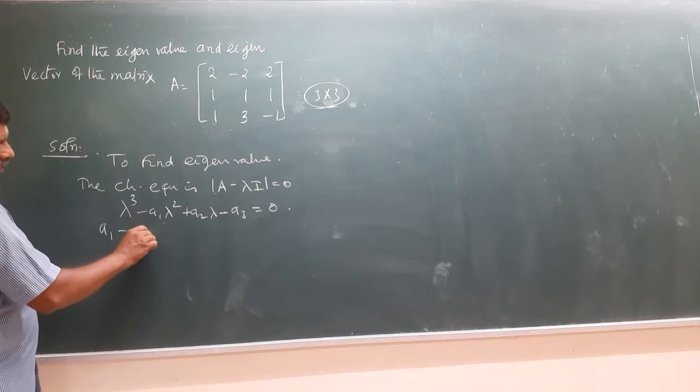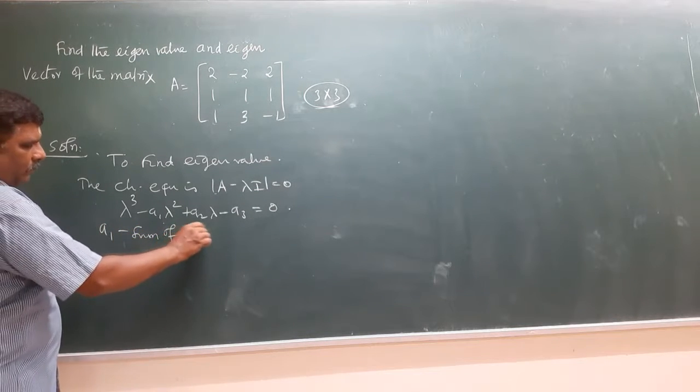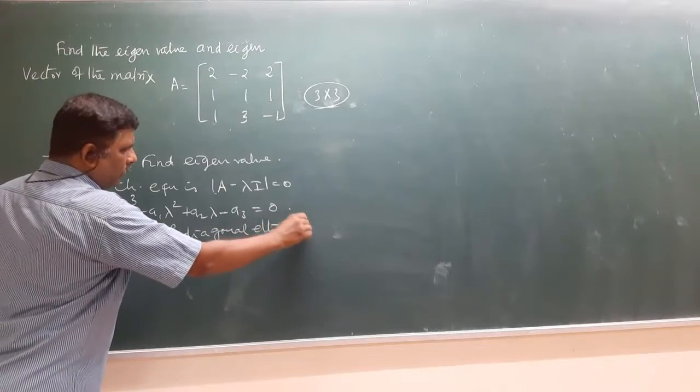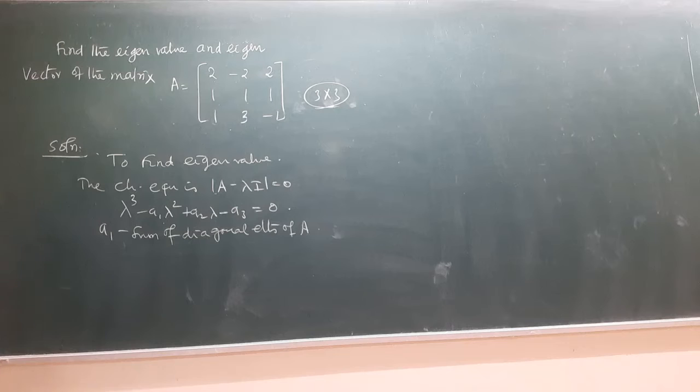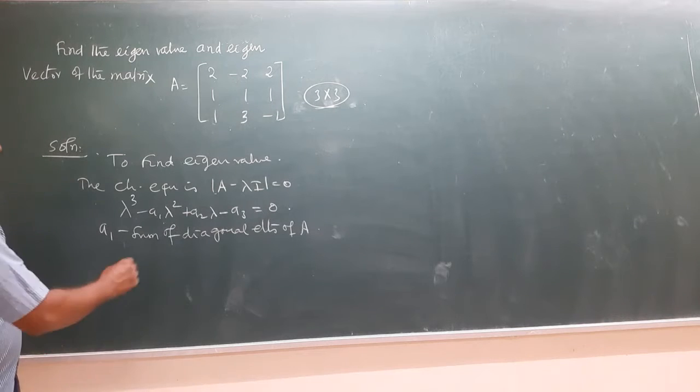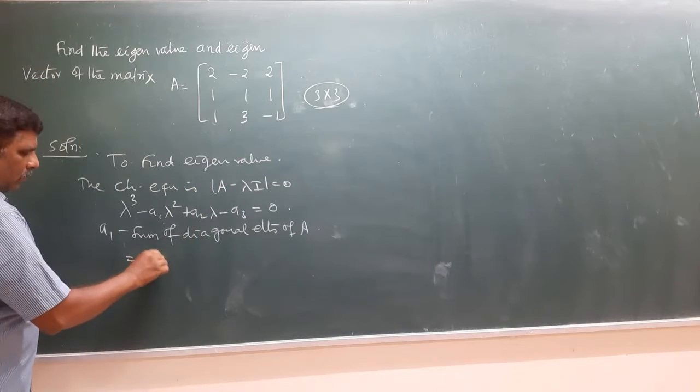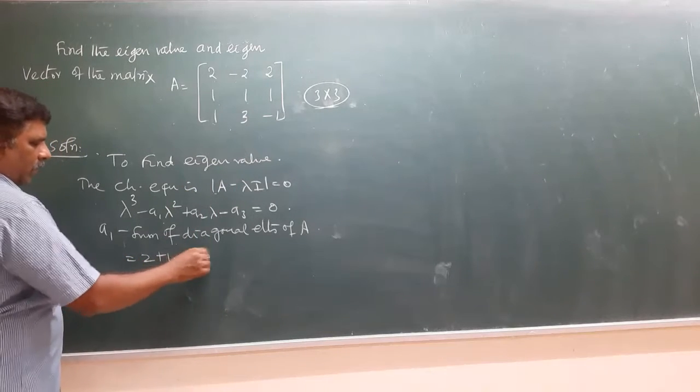A1 is the sum of diagonal elements of A. So what is the sum of diagonal elements of A? We can add that: 2, 1, minus 1. The 1 and minus 1 get cancelled. So A1 is 2.